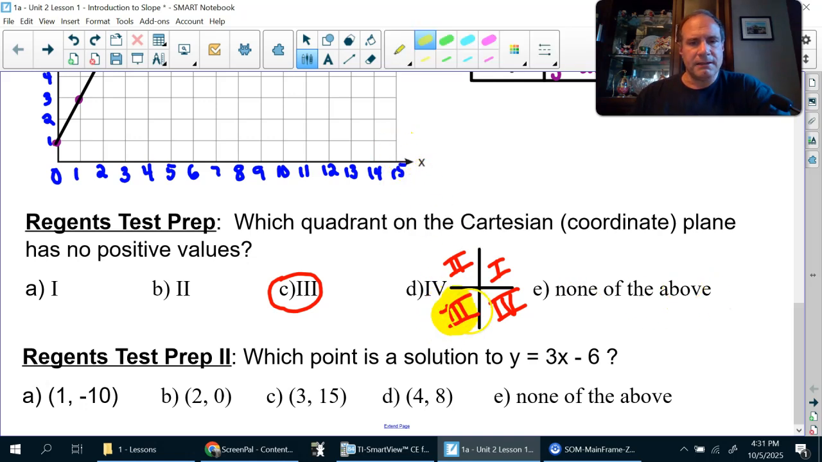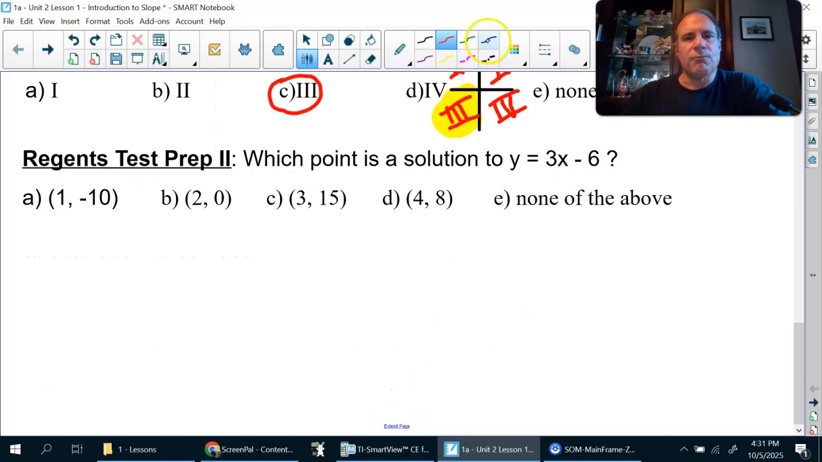And I'm going to highlight it. That is your quadrant 3. All negatives going to the left and down. Which point is a solution to y equals 3x minus 6?